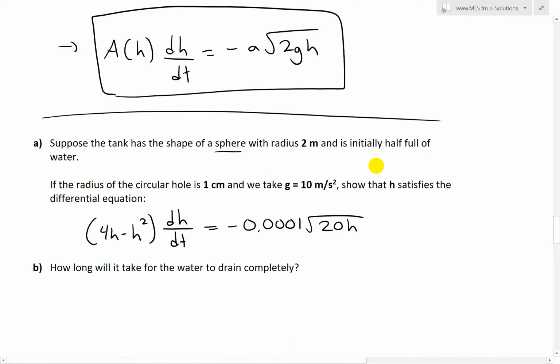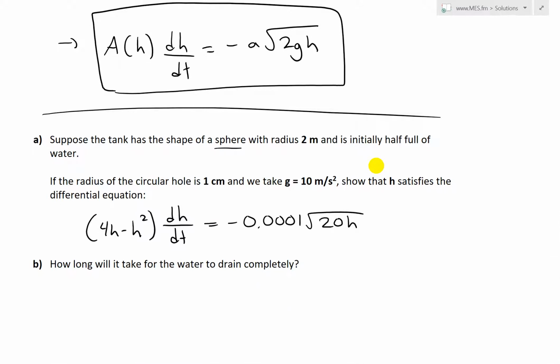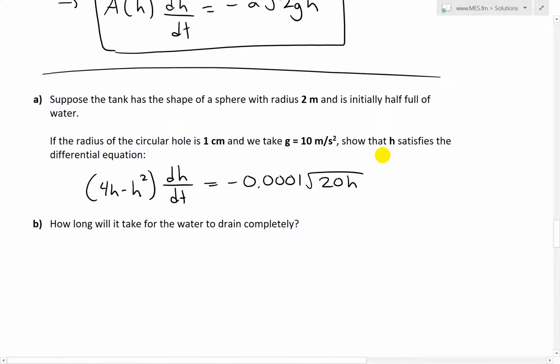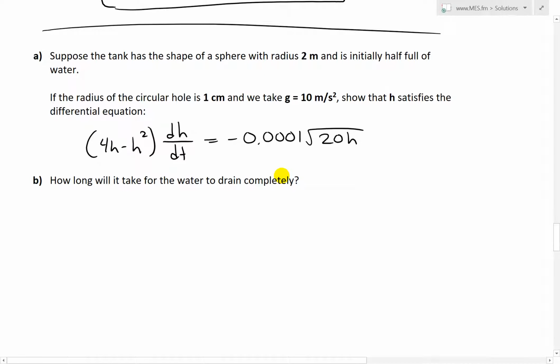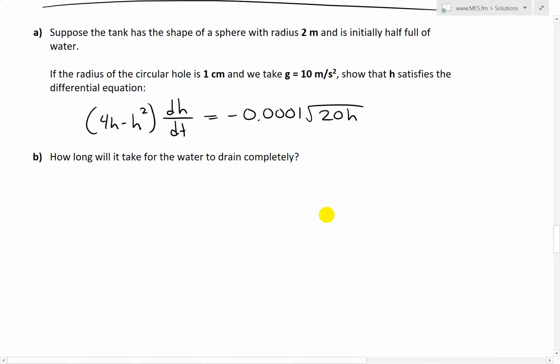Okay, so part A asks, suppose the tank has a shape of a sphere with radius 2 meters and is initially half full of water. If the radius of the circular hole is 1 centimeter and we take acceleration due to gravity g equals 10 meters per second squared, show that h, the height, satisfies this differential equation: 4h minus h squared times dh over dt equals negative 0.0001 square root 20 times h. Part B I'll do in the next video. It says how long will it take for the water to drain completely.